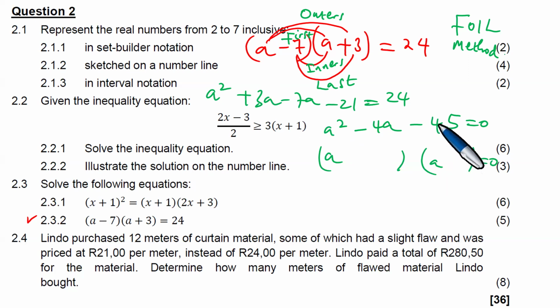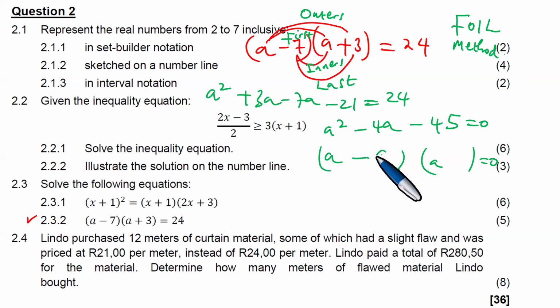There are two numbers whose product is minus 45, but whose summation is minus 4. What are those numbers? Think about this. What are those particular numbers? You think seriously about this. And those numbers are what?